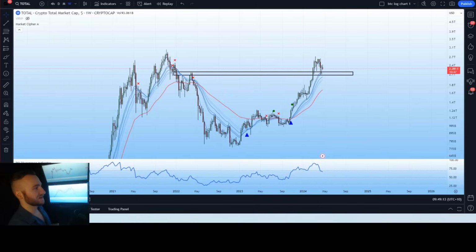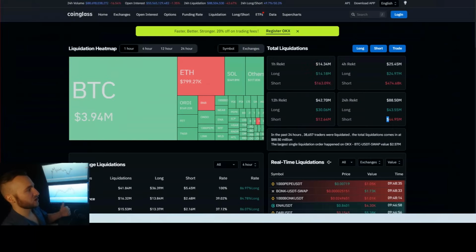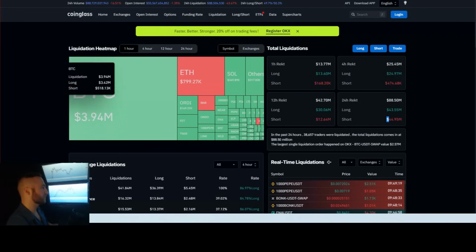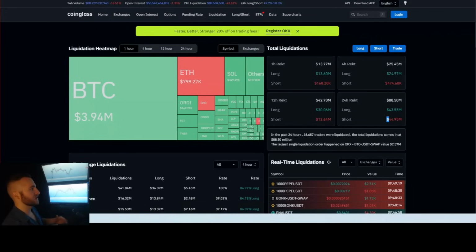On that market data, what are we looking at? So moving over, 24-hour volume is sitting down 16.51%. We are coming out of the weekend, so it is normal to see volume generally low. It is sitting at 88 billion. 24-hour liquidations are down 43%, which is a significant pullback in liquidations, sitting at a total of 88 million.